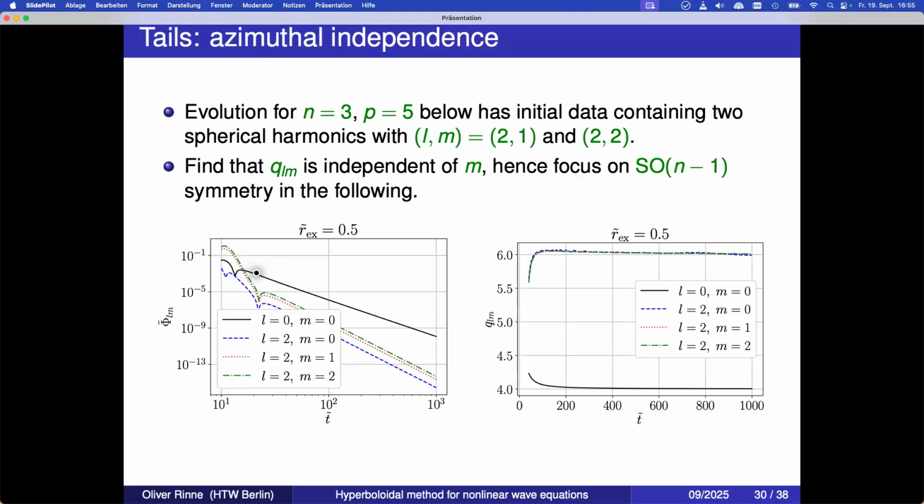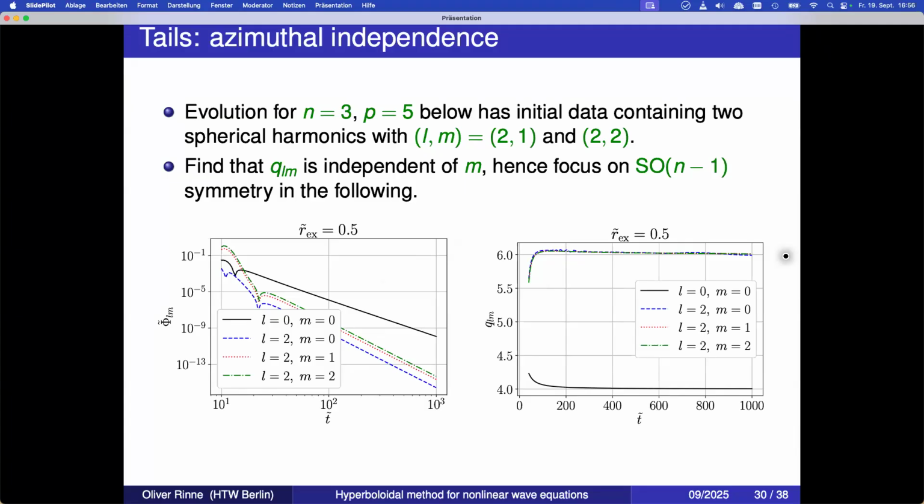And here you can see the modes in a double logarithmic plot. And as you would expect, they are straight lines. So this means this local power index approaches a constant. And you can see from this plot that you get one decay rate here for L equals 0, which is a black line. And for L equals 2 and all values of M, I get the same decay rate. In this case, I get 4 for L equals 0, and I get 6 for L equals 2 and all values of M.